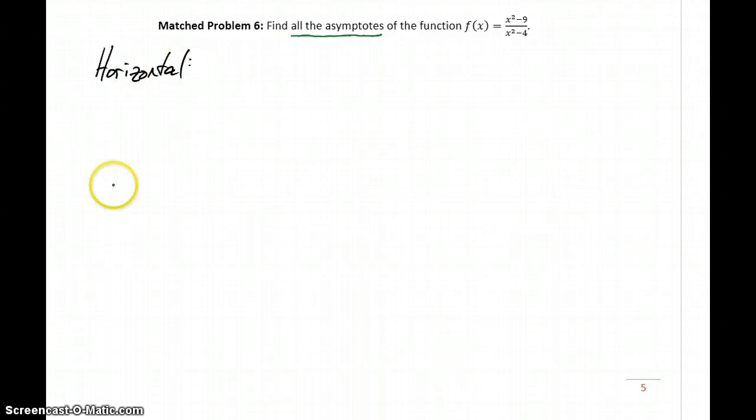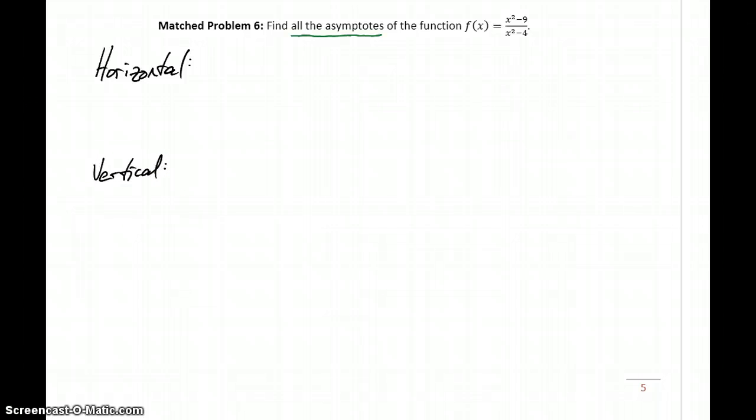The last example in this section ties together all of the concepts that we've been discussing, and ties it together by asking two questions, even though it looks like it's only asking us one. What it's asking us here is to find all the asymptotes of this function. But when it says find all the asymptotes, what we really want to make sure we look for is the existence of any horizontal asymptotes and the existence of any vertical asymptotes. So we have to check for both.